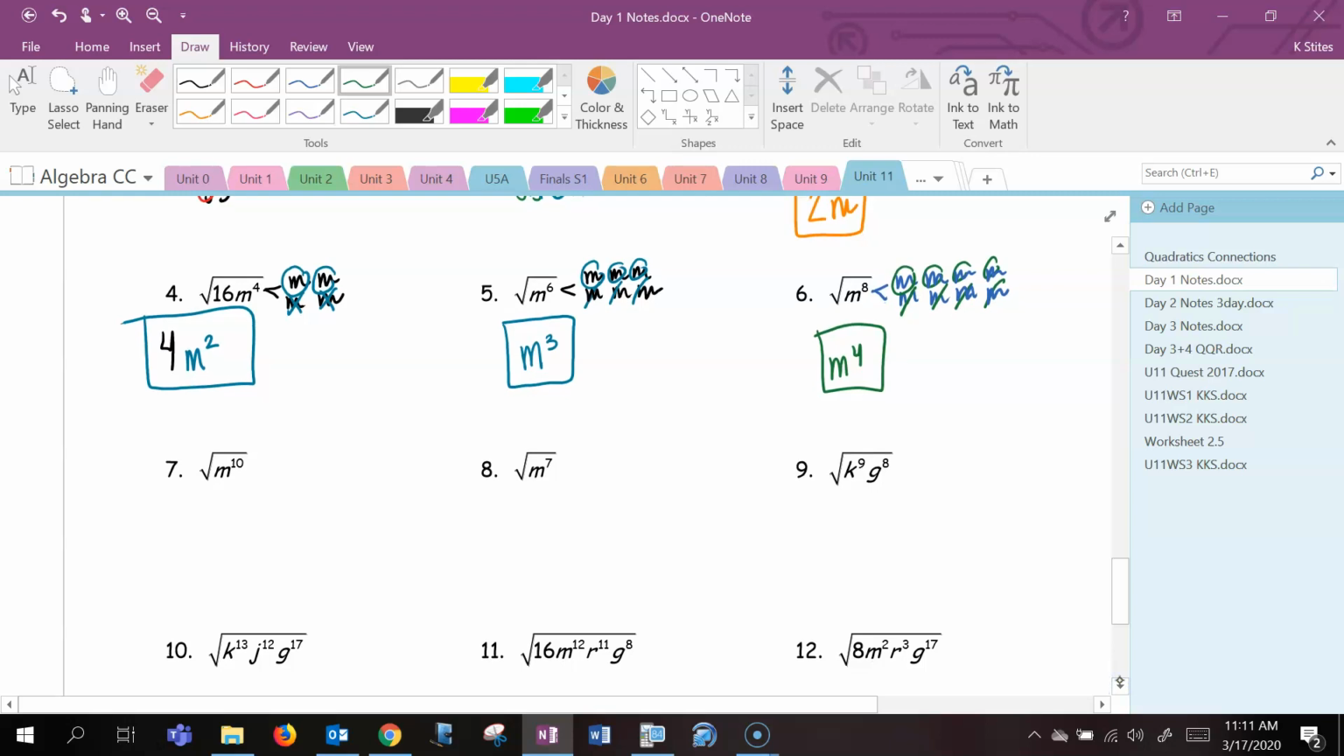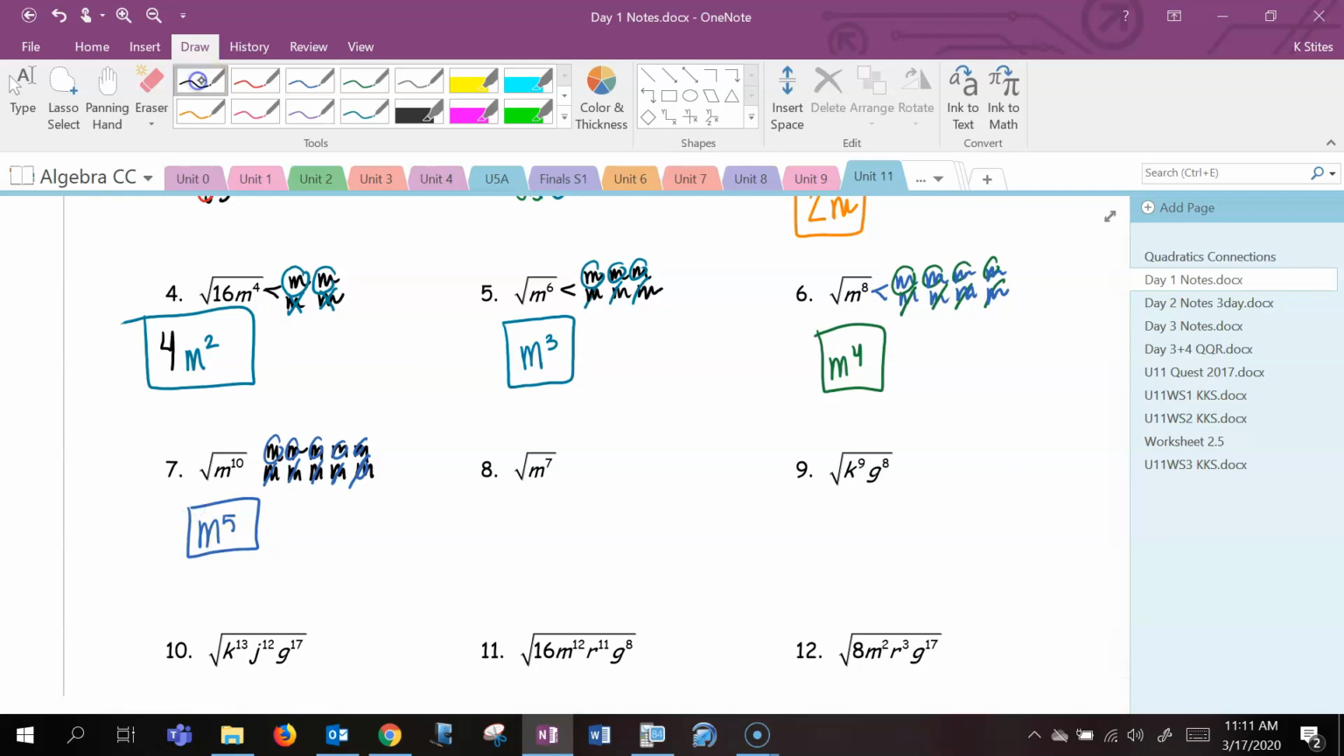All right, last one. I think at this point you probably have figured out the rule. M to the 10th. How many m's are there? There are 10. All right, I'm going to write them all out. 6, 7, 8, 9, 10. Okay, I'm looking for pairs. How many pairs are there? There are going to be 5. So our answer is m to the 5th.